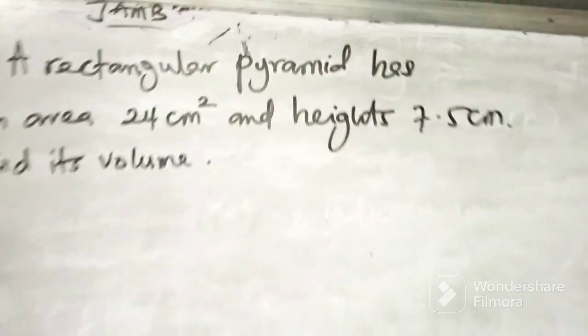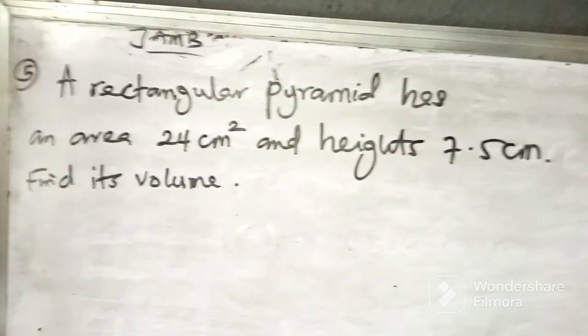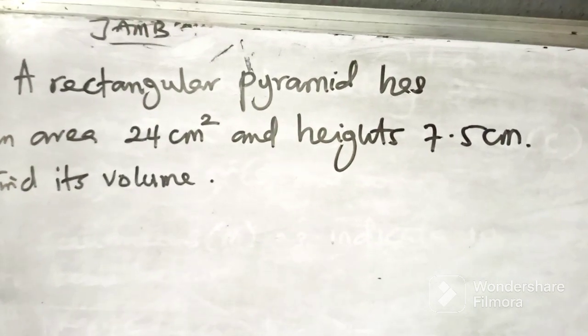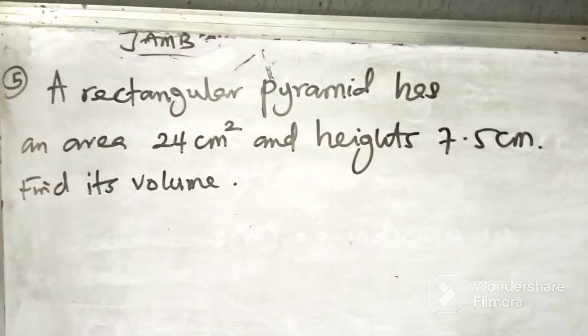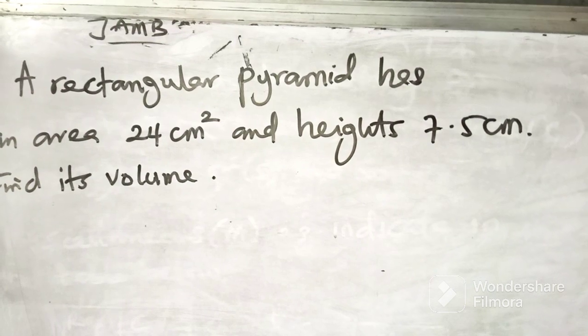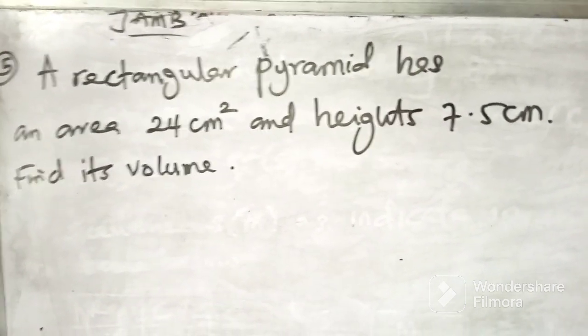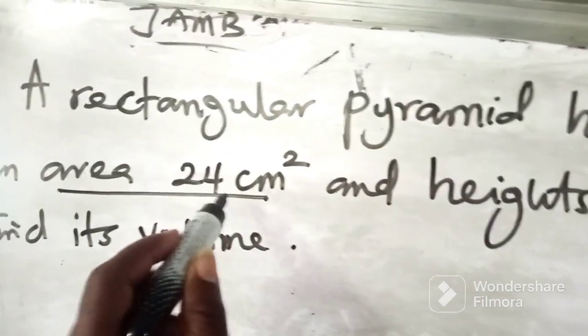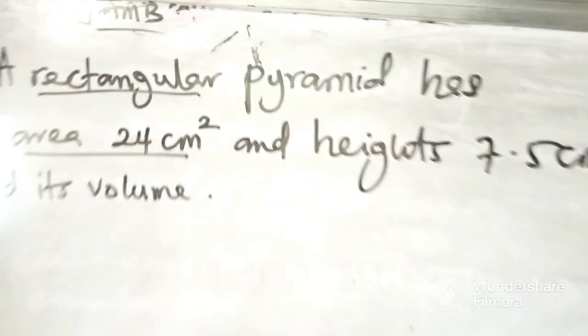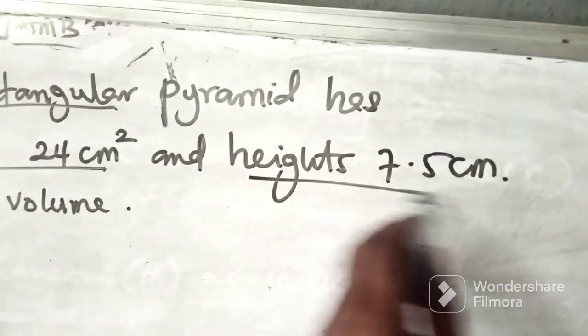So this question said that a rectangular pyramid has an area of 24 centimeters square and height 7.5 centimeters. We should find its volume. So I believe that this area is talking about the area of the rectangular base. Then this is the vertical height.